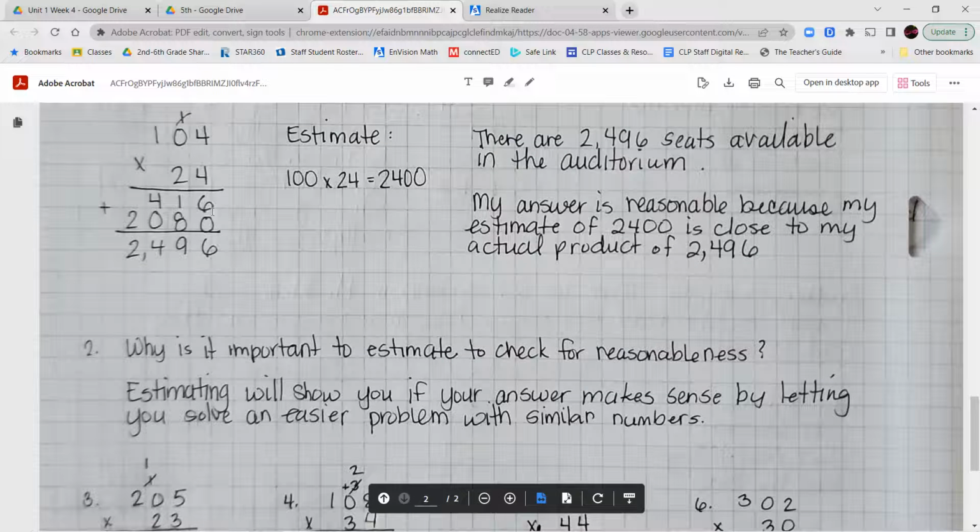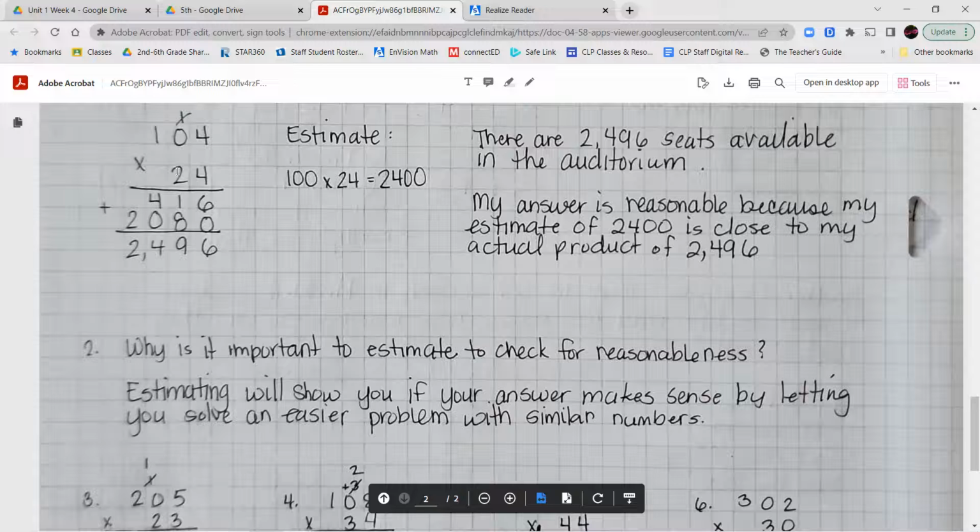4 times 4 is 16, so I put my 6 and I carried my 1. 4 times 0 is 0. 0 plus 1 more gave me the 1 that I put down here. And then 4 times 1 was 4. And so I moved down to the next line, put in my 0 placeholder.